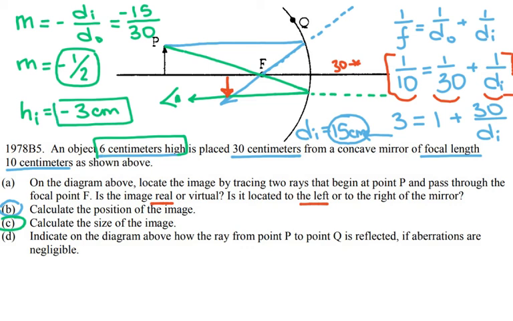And for the last question, they ask you to indicate on the diagram above how the ray from point P to point Q is reflected, if aberrations are negligible. So all the rays that are reflected from point P would end up where the image is appearing. So if you had a ray going this way from the point P, it would be reflected back to where the point P appears in the image. So here would be the direction of the ray.